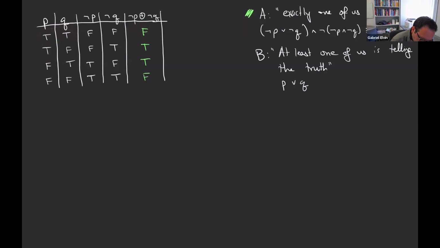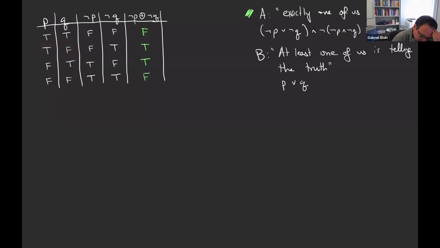Well, maybe P is a knight and Q is a knave. And so does that work here? Yeah, because then this is a scenario where A is a knight, so A is telling the truth, and they're saying something that's true. Saying exactly one of us is lying is a true statement in this scenario because exactly one of them is lying. So that one could be it.